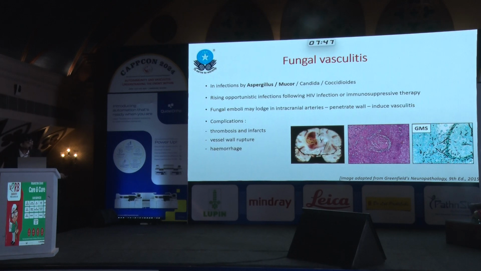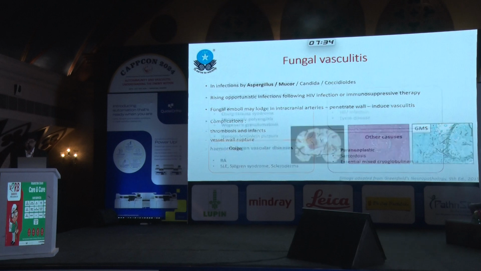In this patient with cerebral aspergillosis, we can see a large necrotic area in the right frontal lobe. Histology shows a large area of necrosis with a thrombosed blood vessel. GMS stain highlights the fungal hyphae.